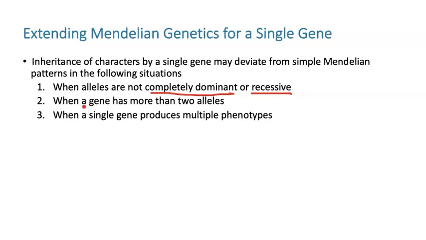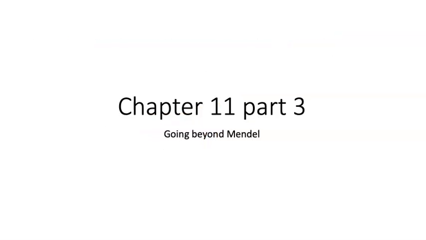Or what do you do if a gene has more than 2 alleles? Like, what about blood type? I mean, that has more than 2 alleles. What do you do then? Or what do you do when you have one gene, but it has many different effects on the phenotype? So Mendel didn't know everything, and we're going to spend the next bit of lecture talking about the things that Mendel didn't know so much about, going beyond Mendel.